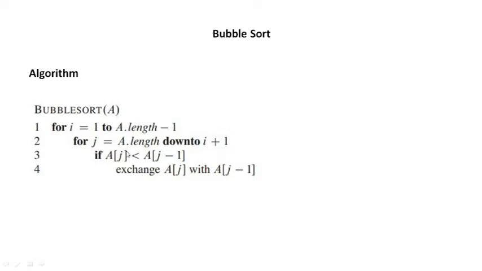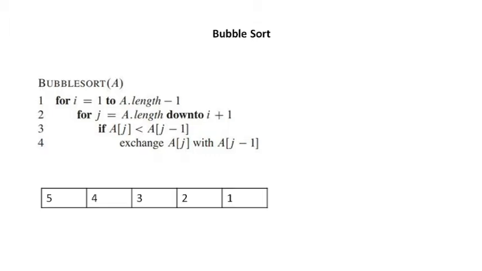If we got the smaller element, we will compare the adjacent element, and if we got the smaller element, we are going to swap the values. Let's see with the help of an example.